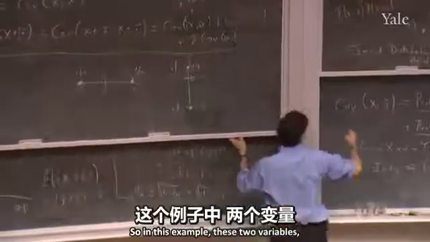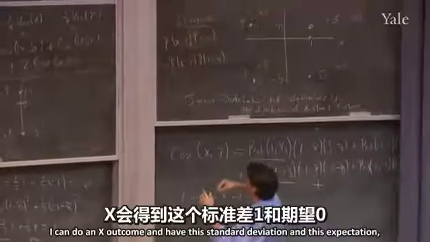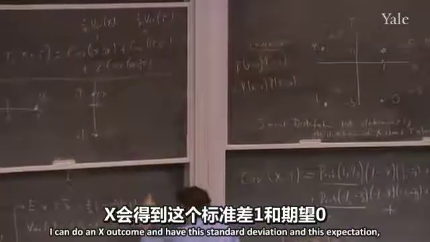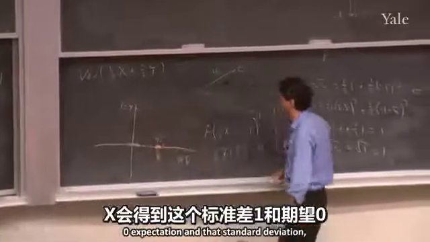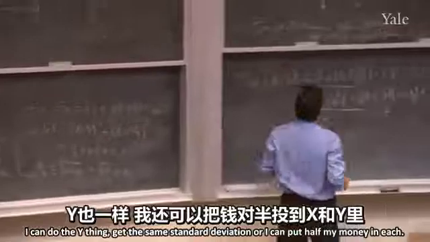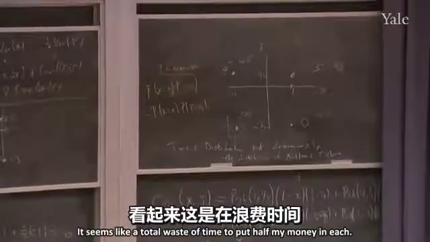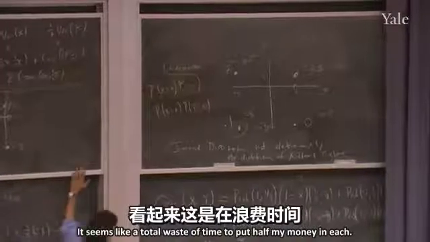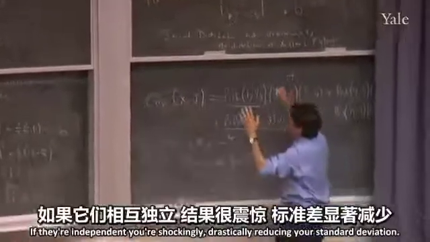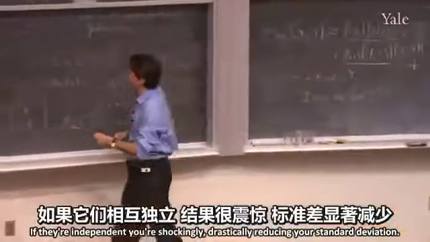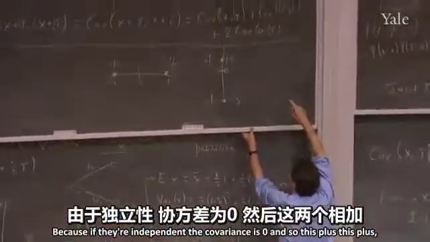So in this example of these two variables, if I take the orange distribution where they're independent, I can do an x outcome and have this standard deviation and this expectation, 0 expectation, and that standard deviation. I can do the y thing, get the same standard deviation, or I can put half my money in each. It seems like a total waste of time to put half my money in each. After all, they give me the same standard deviation. But no, it isn't. If they're independent, you're shockingly, drastically reducing your standard deviation. Because if they're independent, the covariance is 0.